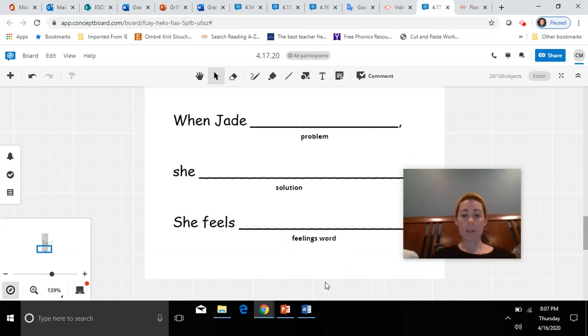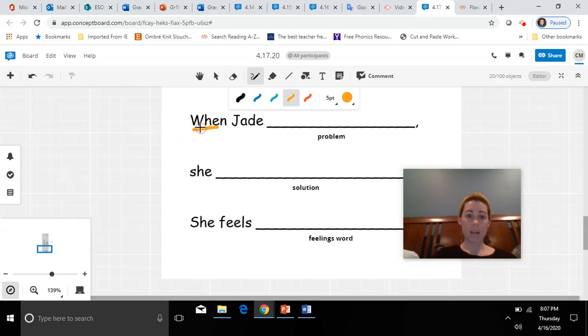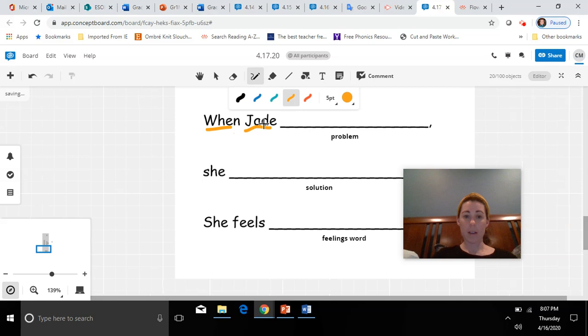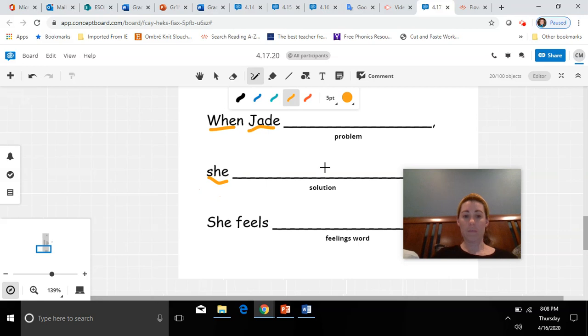She feels, and this is our feelings word. Okay? This is what I want you to try at home if you have a piece of paper available. Try to write this sentence. You're going to start with these words. When Jade, so this part you copy on your paper, and then you fill in the space with the problem, and then she, and then the solution. And then tell me how she's feeling.